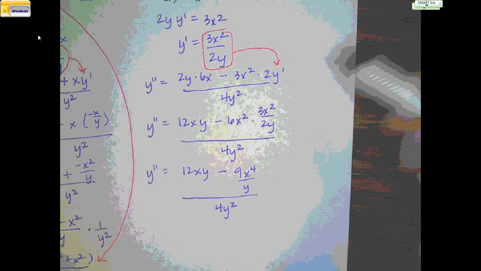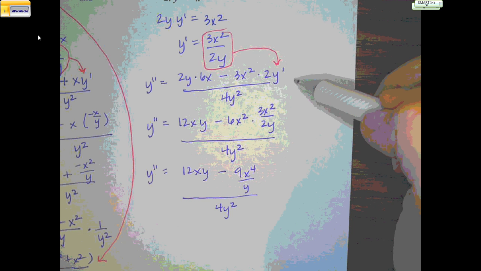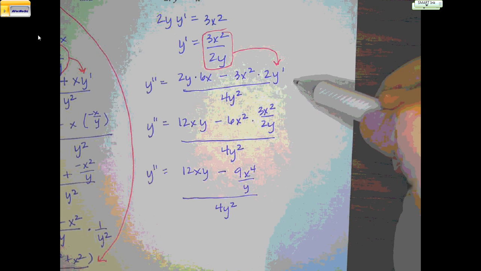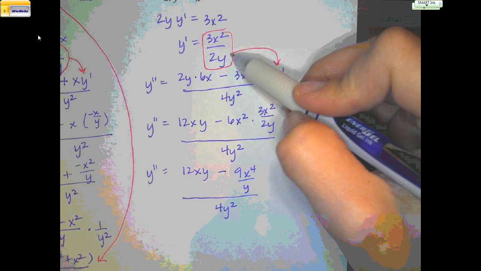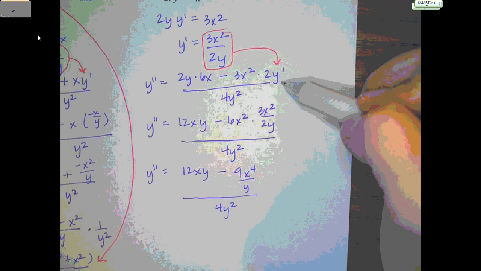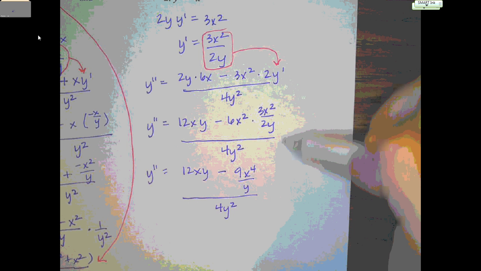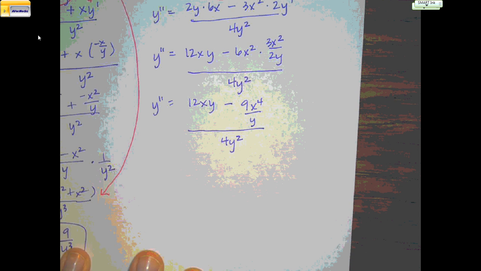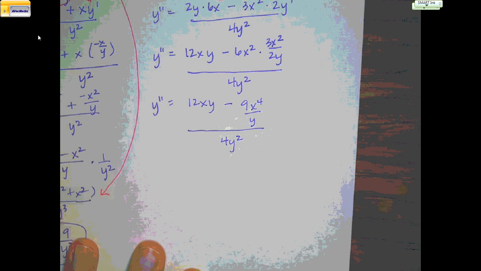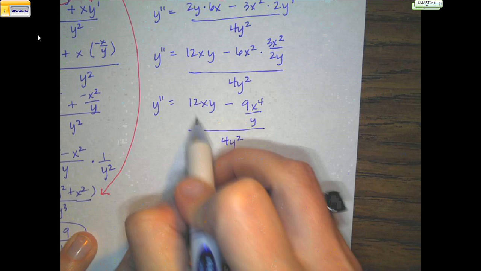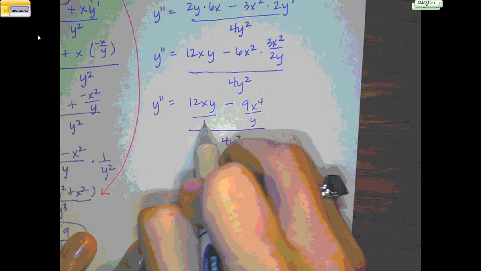Once you do your quotient rule, you can plug in 3x squared over 2y in place of the y prime. You can simplify it a little bit. We're going to need to simplify that further because you've got a fraction and a fraction, so we want to do common denominators. If I put a y on the bottom of this left term, that one becomes squared.